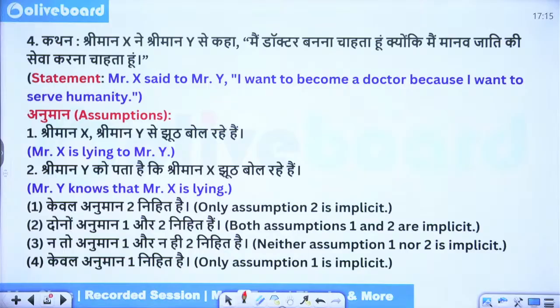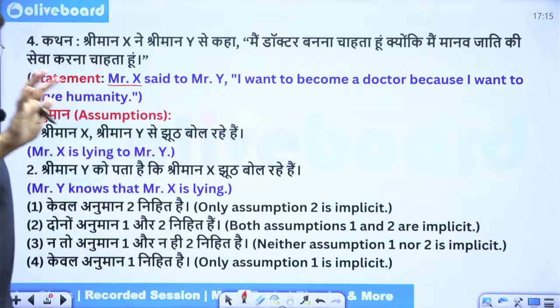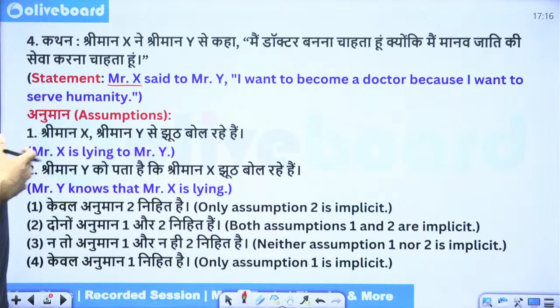What about this one? Mr. X said to Mr. Y. Now, either you can think from the perspective of a third person who has written this statement, or whenever there is something being said, you can think from the perspective of the speaker. Maybe assume yourself to be Mr. X. So Mr. X is saying to Mr. Y, I want to become a doctor because I want to serve humanity.